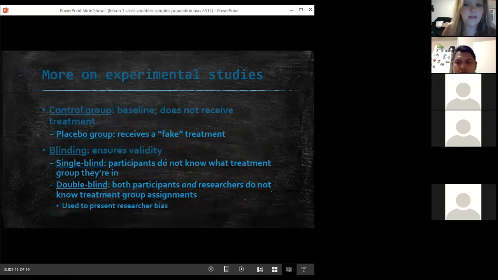So this does make sure that there's no researcher bias, because that makes sure that they don't know what's going on, so they can't choose a group to receive more treatment than the other.